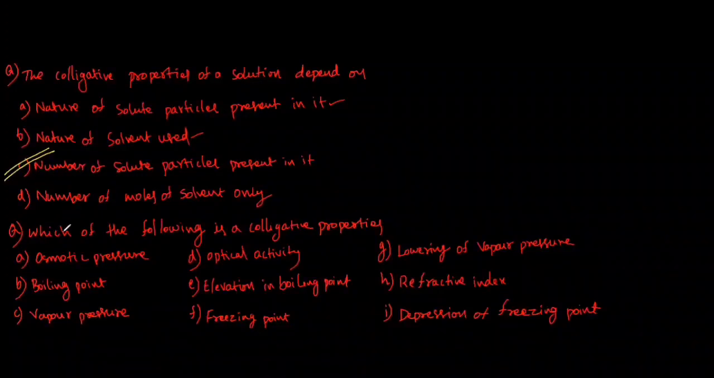Next question: which of the following is a colligative property? Colligative properties do not depend on the nature of solute particles. They depend only on the number of solute particles present in solution. Colligative properties are mainly four types. Among the options, osmotic pressure is a colligative property. Elevation in boiling point is also a colligative property. Lowering of vapor pressure and depression in freezing point. These four are colligative properties.